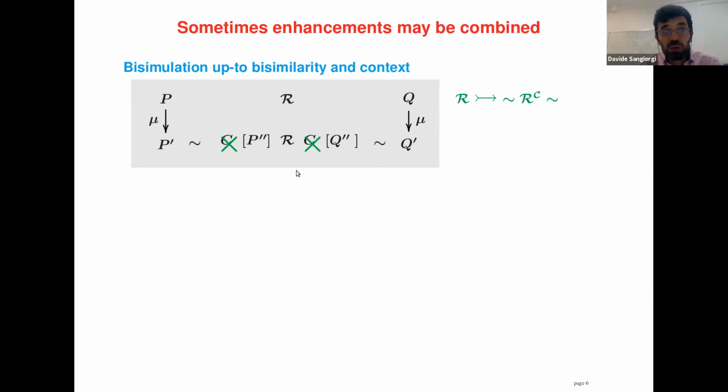Why is this useful? Well, because for instance, the two derivatives P prime, Q prime might not immediately have a common context. So you might have to do a little bit of work, transforming processes to bring this context up.